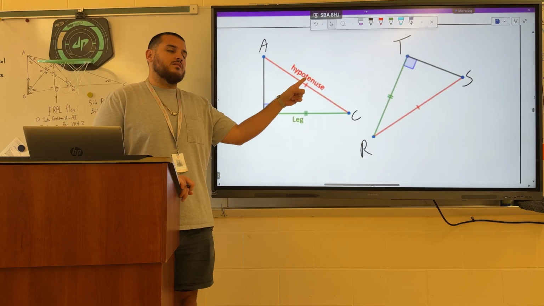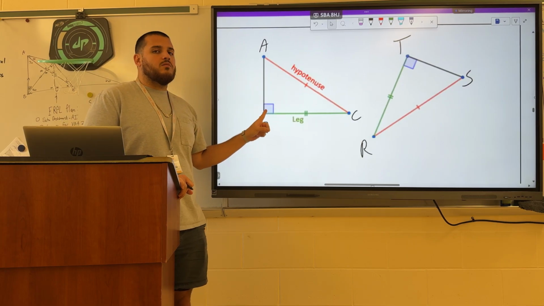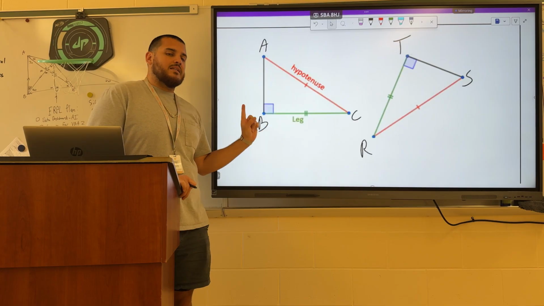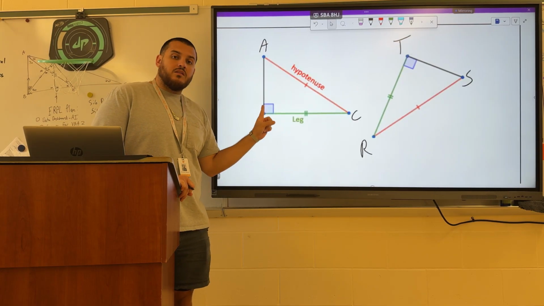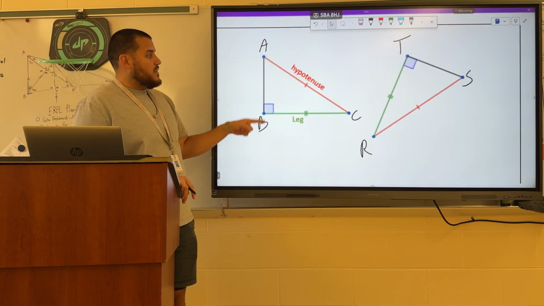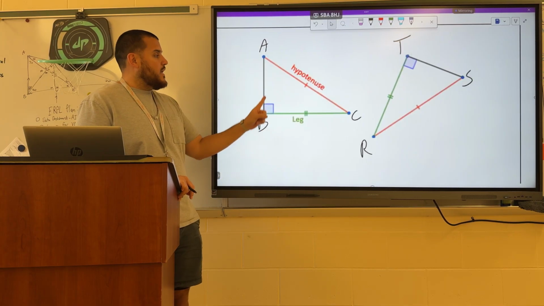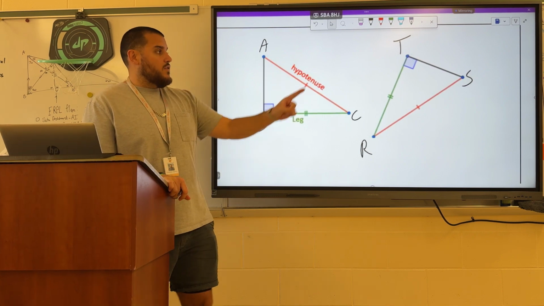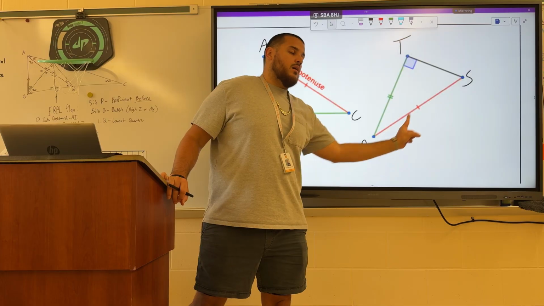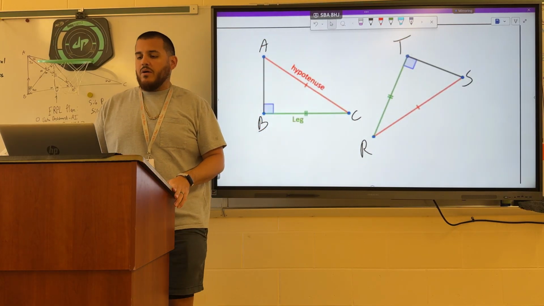If you're unaware of the sides of the right triangle, there's a little visual here to help you. The hypotenuse is always the side that is across from the right angle. It's the only side that doesn't touch the right angle. Notice this leg CB touches angle B, the right angle. This leg AB touches B, the right angle. Side AC does not touch B. That's the hypotenuse. For this triangle over here, SR, that red side, would be the hypotenuse there.